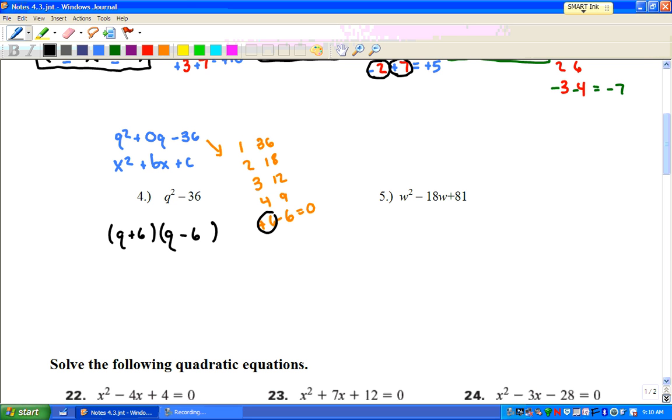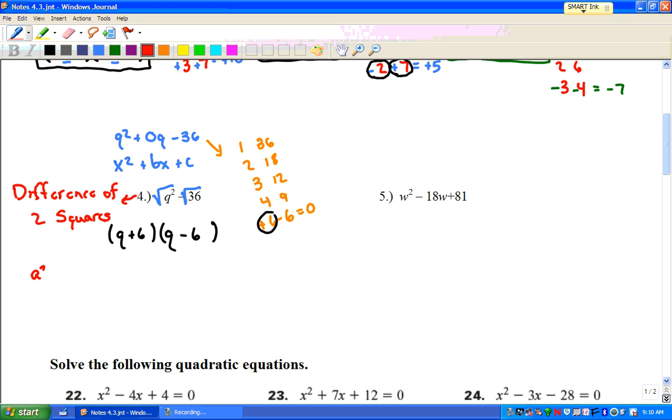All right, so here's what I want you to recognize. This one right here is known as the difference of two squares. Whenever you have the difference of two squares, you can take this first term, q squared, and take the square root of it. Well, we know that q squared breaks up into q and q. And then you can take the c term and take the square root of that. What's the square root of 36? 6 and 6.